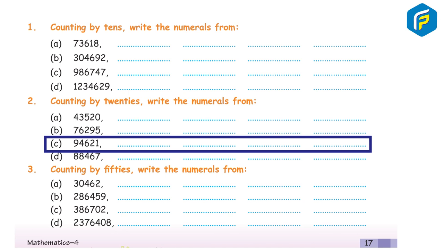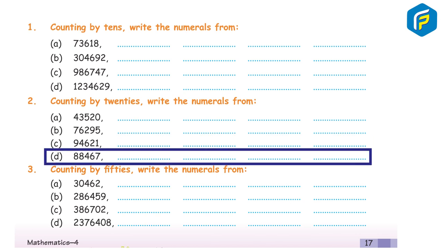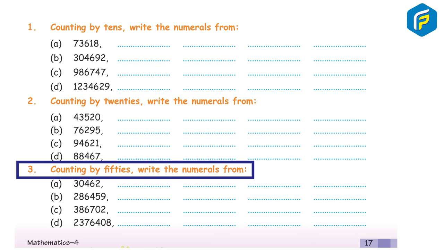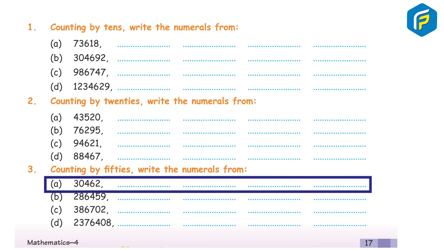C, 94,621. Answer, 94,641, 94,661, 94,681, 94,601. D, 88,467. Answer, 88,487, 88,507, 88,527, 88,547. 3. Counting by 50s, write the numerals from A, 30,462. Answer, 30,512, 30,562, 30,612, 30,662.